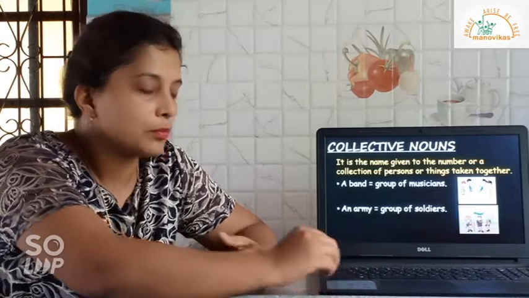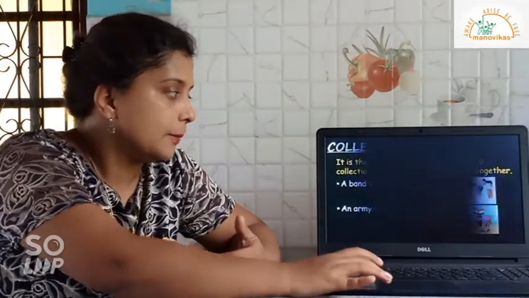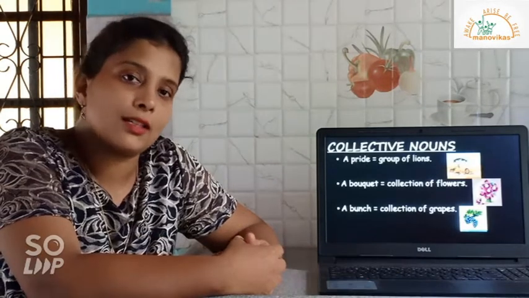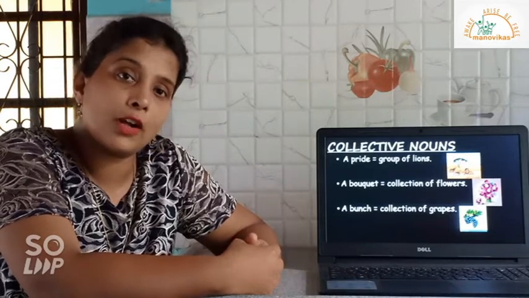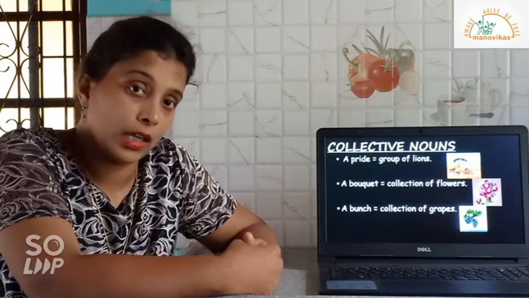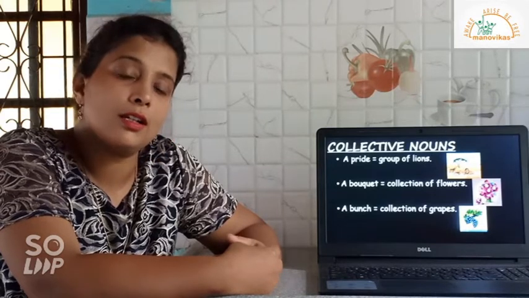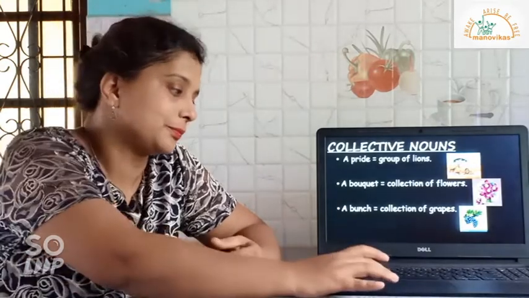A group of soldiers is called an army of soldiers. Here we have the pictures. Similarly, a group of lions is called a pride. A collection of flowers is called a bouquet. A bunch of grapes is a collection of grapes. Okay?